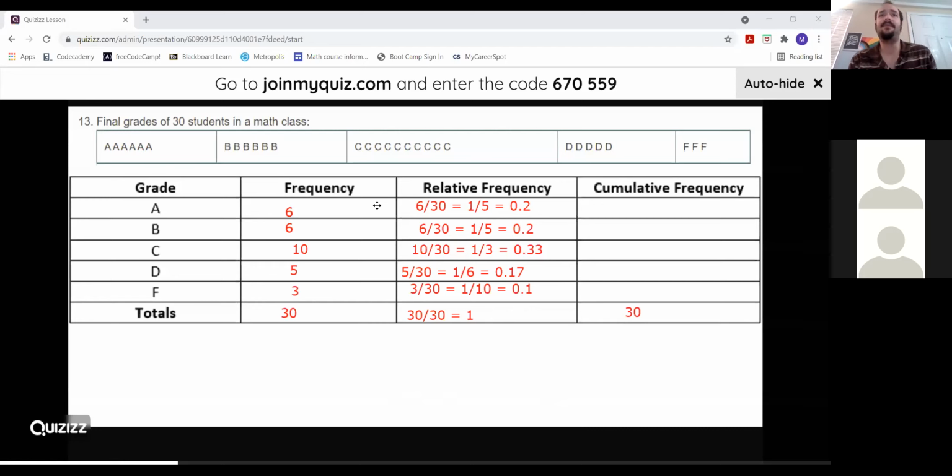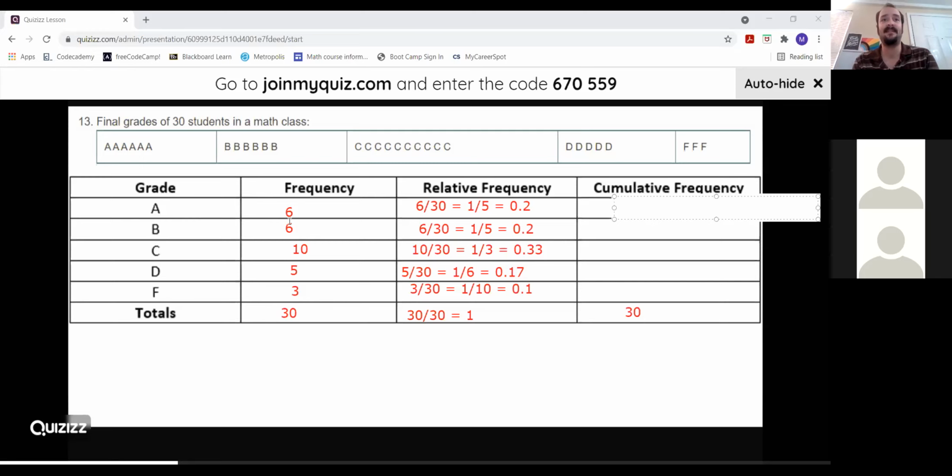All right, so the last thing we've got to do is cumulative frequency. So what's my cumulative frequency for the first one? Do you all remember what cumulative frequency is? Not really. I'm trying to rack my brain. It's where it accumulates.